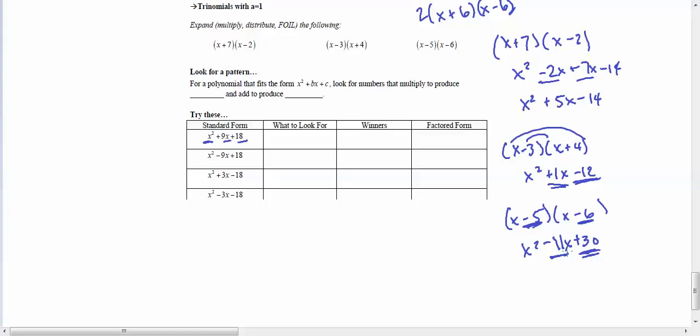Got it? Okay, good. Then if you understand that, we are at a huge advantage at this point. So check this out. I want to factor this thing right here.